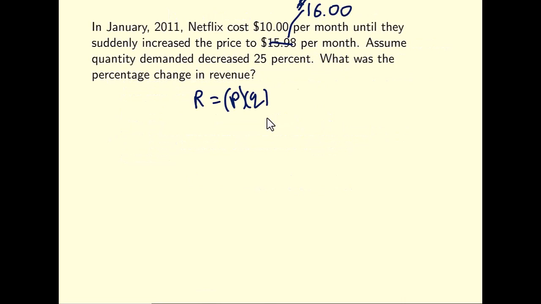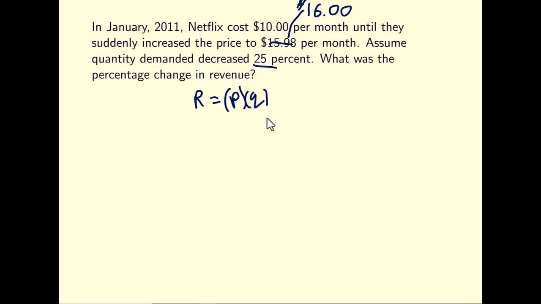We have our Netflix example here. They've raised their price from $10 to $16. I've got to round up from $15.98 to $16 to make the numbers a little more manageable. And we've been given an extra piece of information, which is that we're to assume the quantity demanded decreased by 25%. What was the percentage change in revenue? Well, one thing that I could do without knowing what the initial quantities are is take advantage of these relative rates of change I've been given.